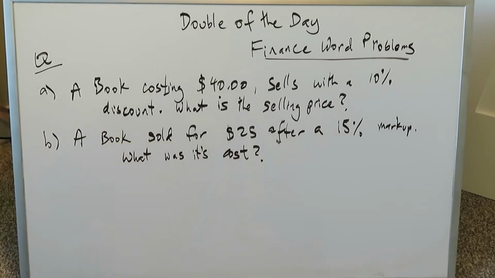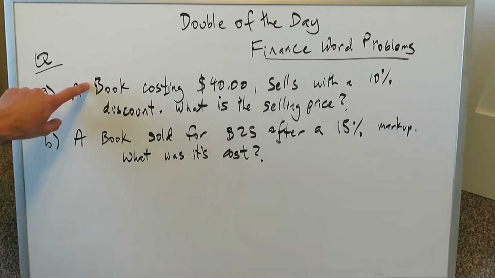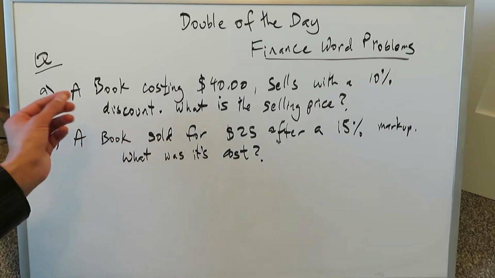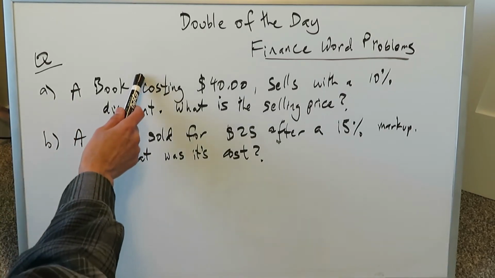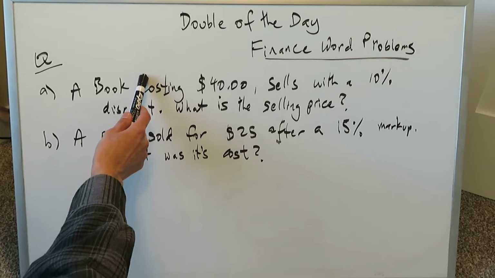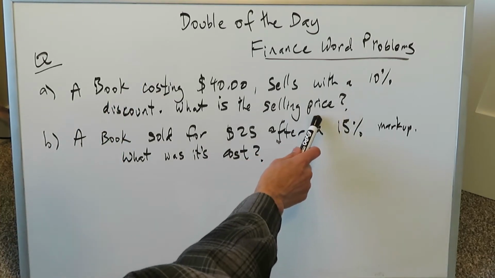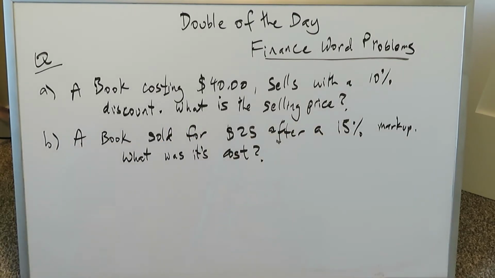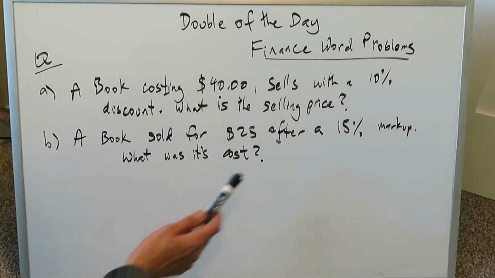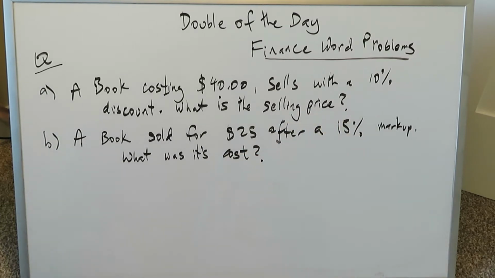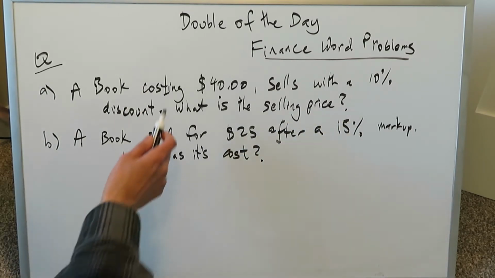A book costing $40 sells with a 10% discount. What is the selling price? So this seller has a certain item that he wants to sell, so therefore he's putting a discount on it. You have to differentiate between what the selling price is and what the cost is. The cost is how much the seller is paying to the producer or supplier to get that item. Selling price is what the buyer will actually pay for that item. Like you and me, we're going to a store, we'll be looking at the selling price because that's what we'll pay for this book. How can we go about doing these type of questions?